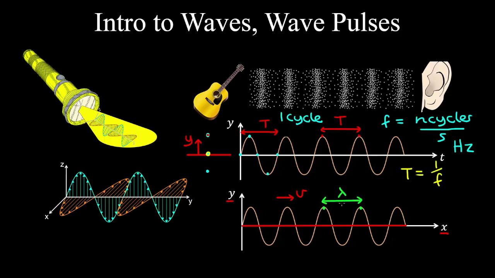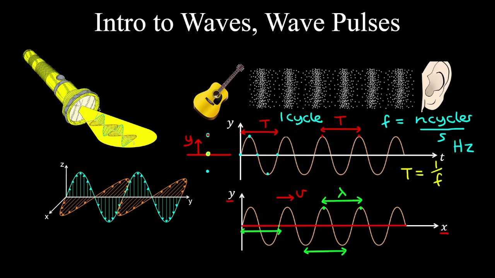So that can be the distance between the peaks or the crests. The distance between the troughs is also the wavelength. Or this distance over here is also the wavelength. So basically it's the length of the wave, which is periodic, so it repeats along the string.